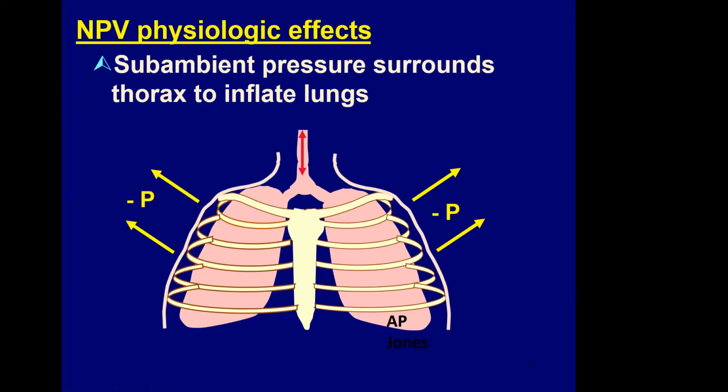Look at the physiologic effects of negative pressure ventilation. As I said earlier, negative pressure ventilation is achieved by applying negative pressure to the thorax as opposed to positive pressure in the airways. And you see in this cartoon where the pressure is pulling outward on the chest to expand the lungs. And also, since the heart is in there, you can imagine that the heart is being expanded also. Important point.